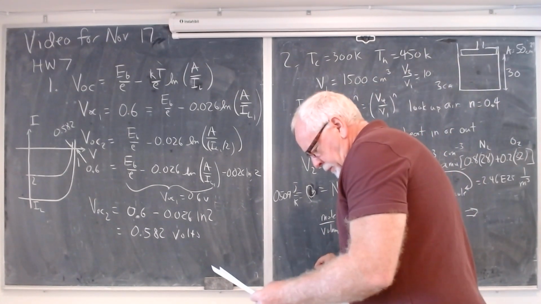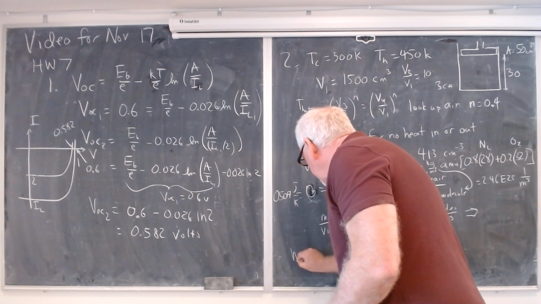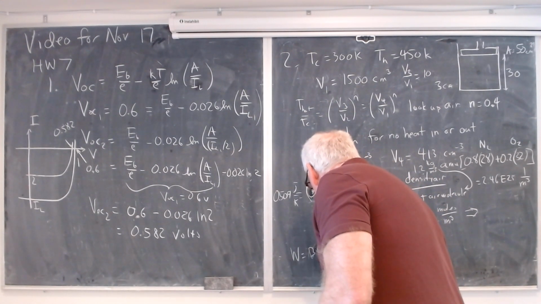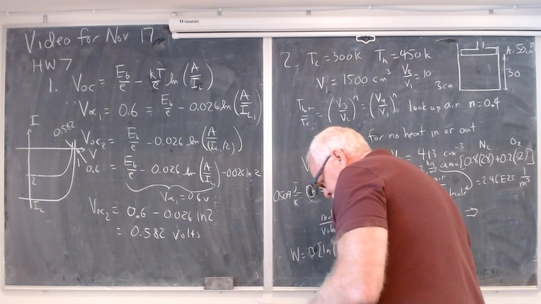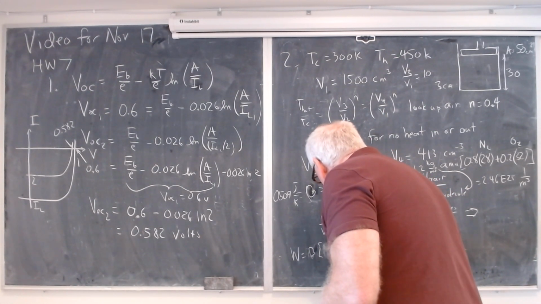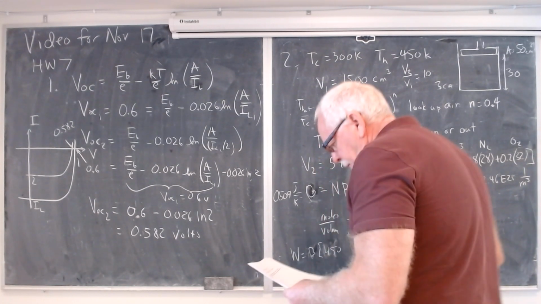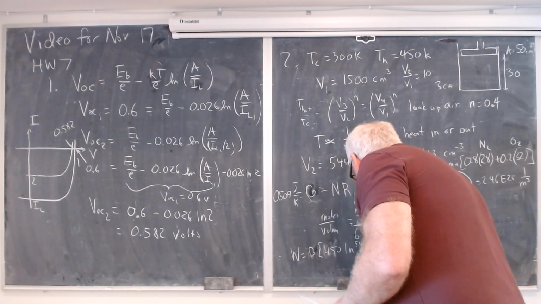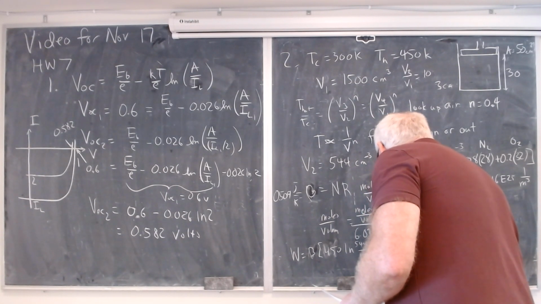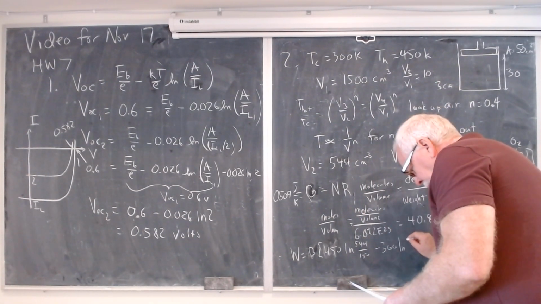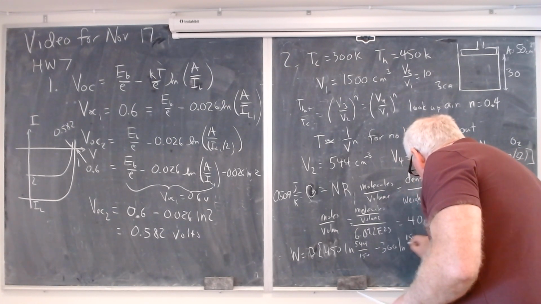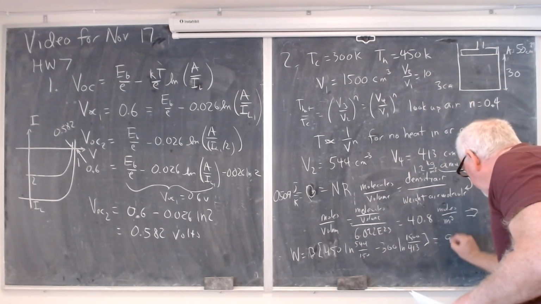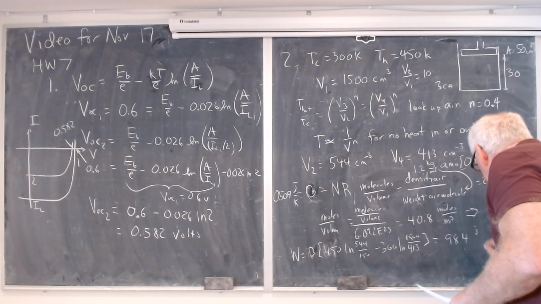And then plugging into our formula, W is equal to beta times the logarithm, times 450, T hot times the logarithm of V4 over V1, minus T cold times the logarithm of V3 over V2, and that works out to 98.4 joules per cycle.